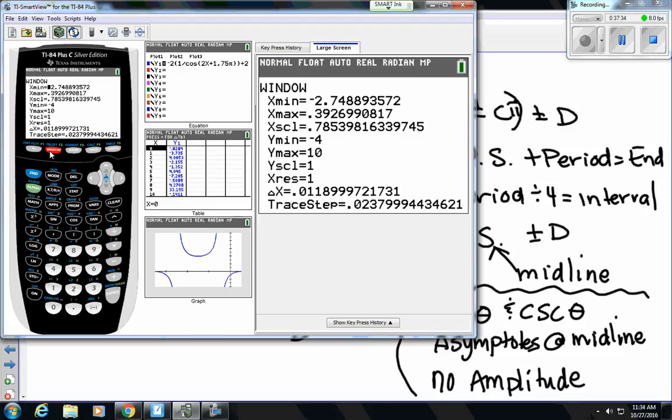Really and truly, I could actually set this to -10 and +10, and it would give me a pretty good picture of what I need to see. Okay, so how'd you get that? Well, what was your interval width? Period divided by 4. Period divided by 4 is your interval width. That's your x scale. Interval width is your x scale on the calculator. All right, so I hit graph.